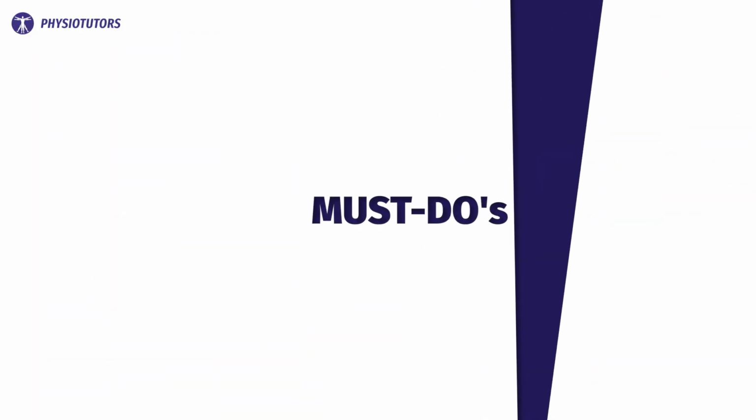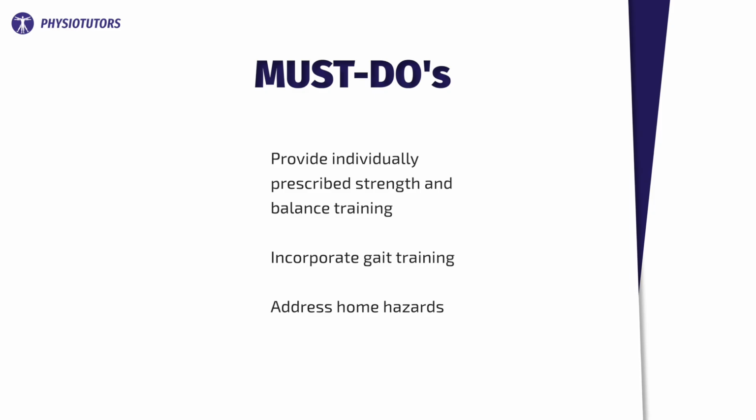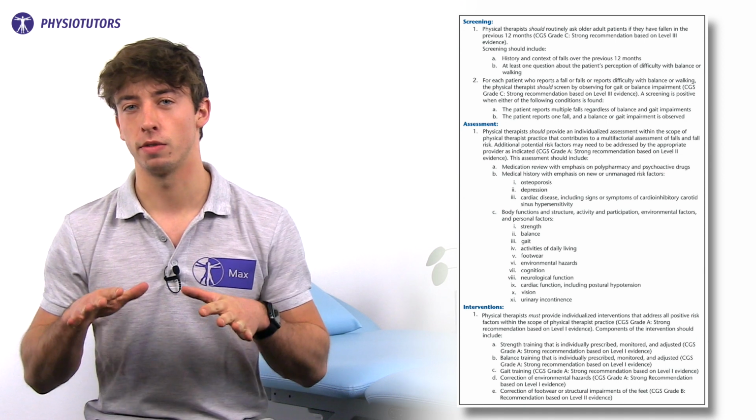Every positive risk factor should be addressed in treatment as long as it is within the scope of your practice. There are a few things you must do. You must provide individually prescribed strength and balance training. Adding to this, gait training should be incorporated as well. If you found any home hazards such as carpets or door thresholds, address these as with inappropriate footwear. For a general overview of the discussed items, pause the video here.